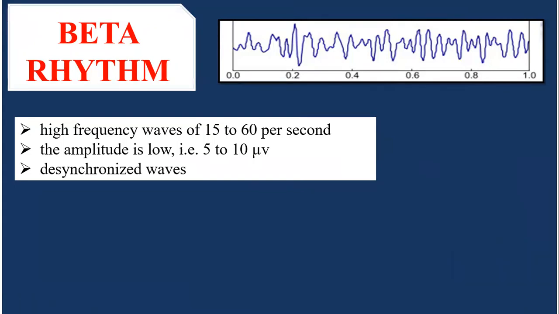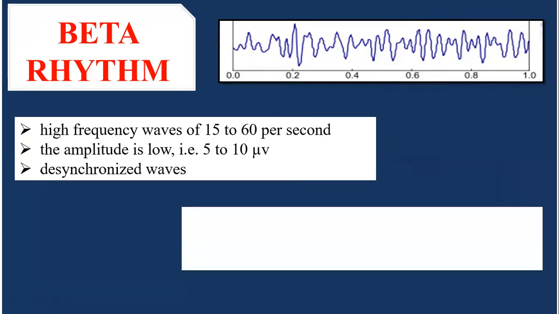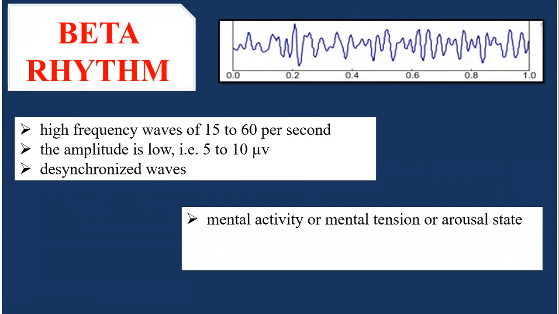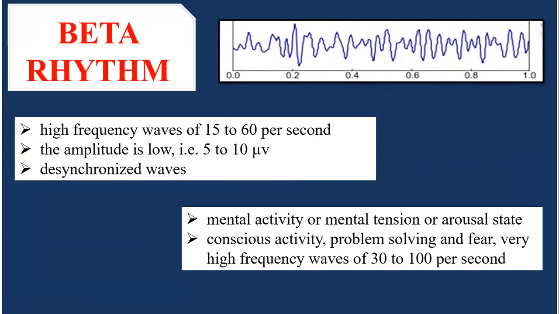And these are the desynchronized waves. As you can see, the number can vary. They are variant and irregular, so these beta waves are desynchronized waves. In which conditions can the beta waves be observed or recorded by the electroencephalogram, EEG? These conditions include some mental activity, mental tension, or some arousal state. These can also be obtained in some conscious activity, like problem solving, or during fear. During problem solving and during fear, the frequency can reach as high as 30 to 100 per second. So these are the beta waves.